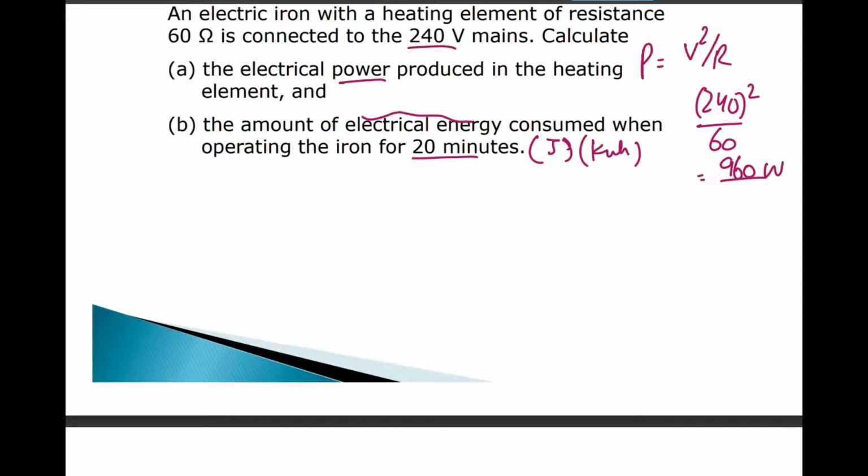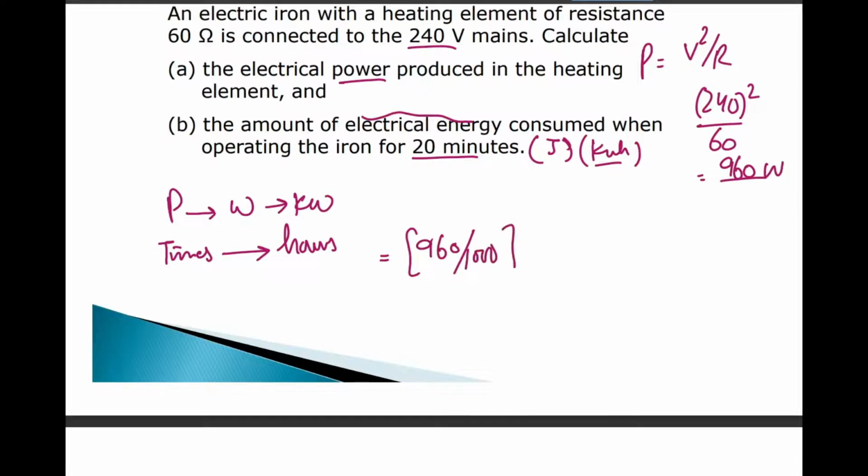So the logic behind this remains the same. What I'm supposed to do is convert all powers from watts to kilowatts, and all times, whatever unit they are given in, into hours, because the unit is kilowatt hours. So the energy consumption would be 960 divided by 1000, which converts this to kilowatts, and I'm using it for 20 minutes. I have to convert this into hours. So 20 divided by 60 would be the respective number of hours this appliance was used for.